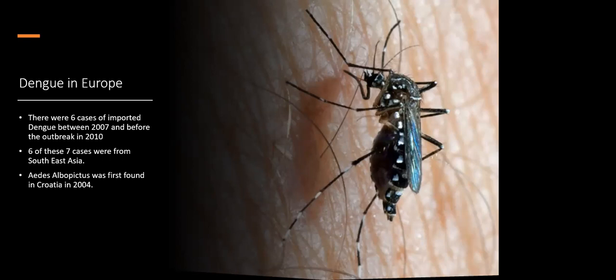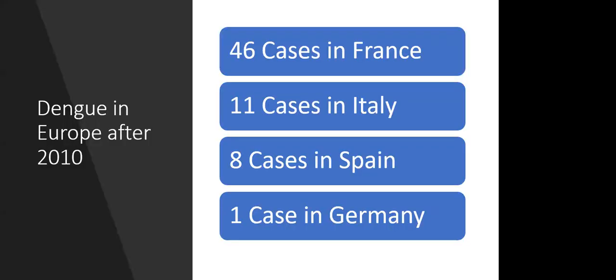So in Europe, there were 6 cases of imported dengue between 2007 and before the outbreak in 2010. 6 of these 7 cases were from Southeast Asia, and one of these cases brought over the Aedes albopictus from a plane. It was first found in 2004. So now in Europe, after the 2010 outbreak, there have been 46 cases in France, which is the most out of any European country, 11 in Italy, 8 in Spain, and 1 in Germany.